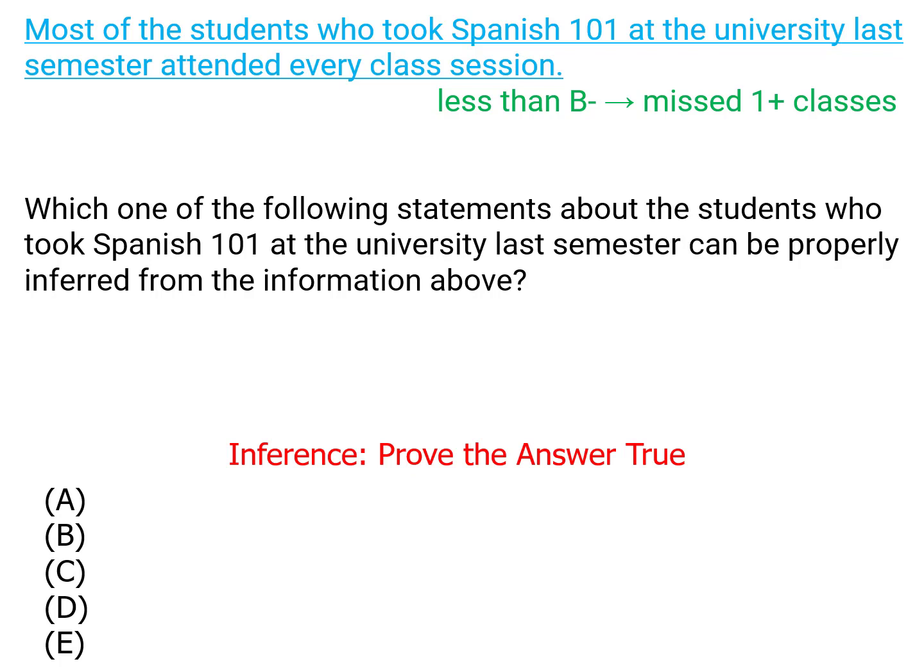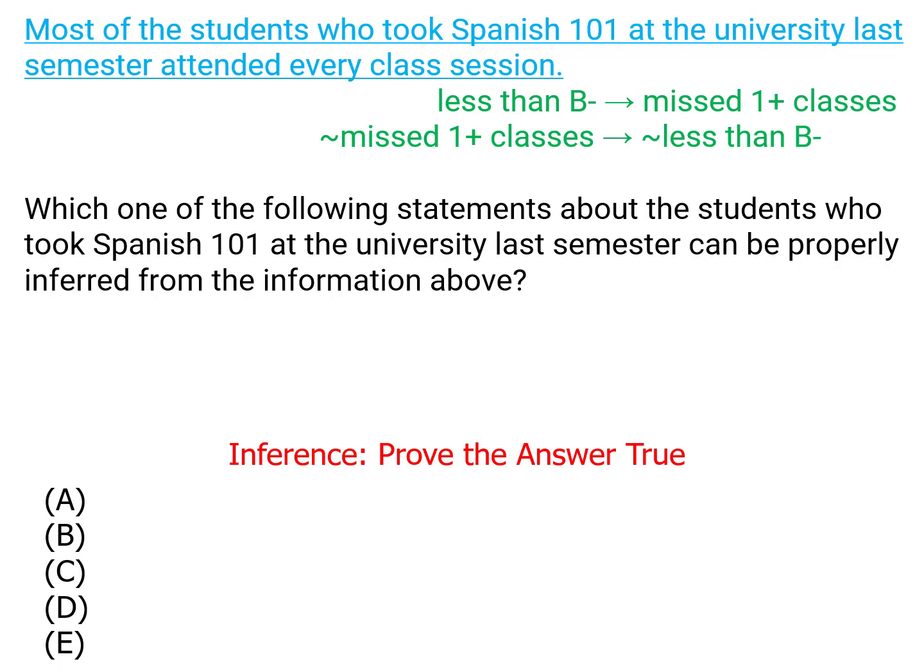Anytime you write a formal logic rule into shorthand, and you definitely should be writing these into shorthand, you want to write the contrapositive right underneath it. Remember, to form the contrapositive, you reverse and negate the elements. So less than a B- means missed one or more classes turns into didn't miss one or more classes means that you didn't get less than a B-.